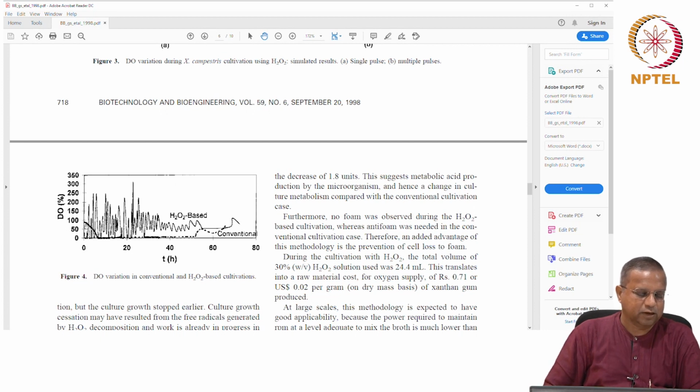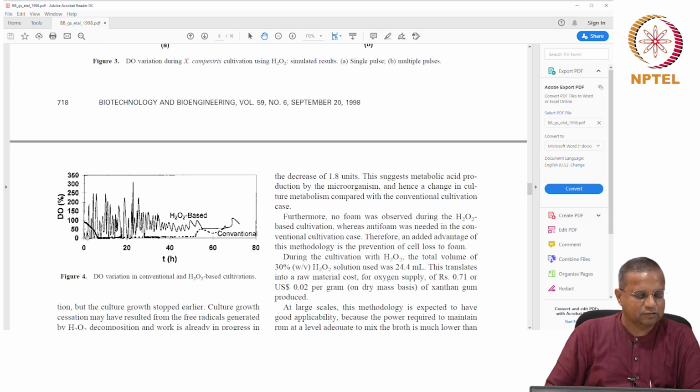So here we are looking at, if you start out with 100, for a Xanthomonas campestris cultivation done with air, the DO drops to 0 and remains at 0 pretty much throughout. Let's not get into this region.